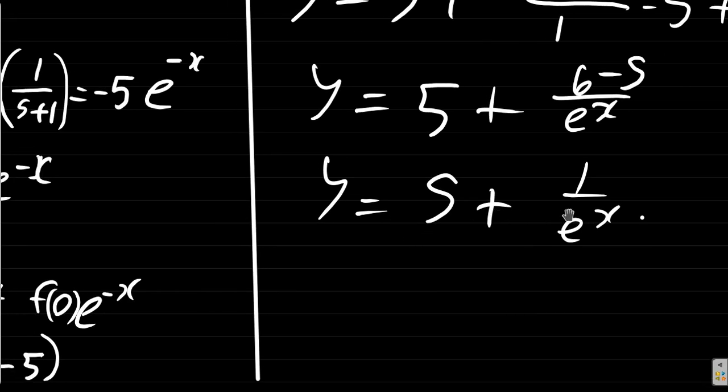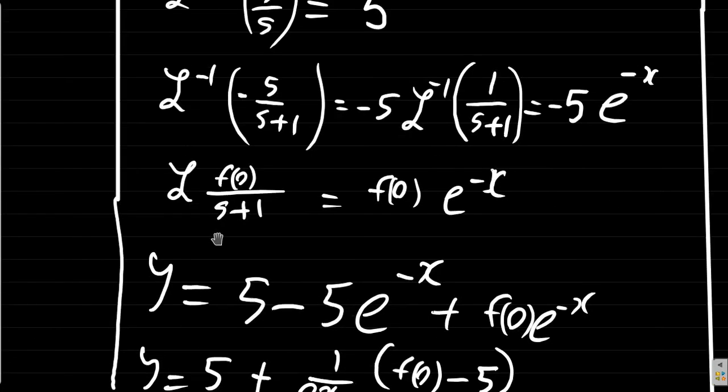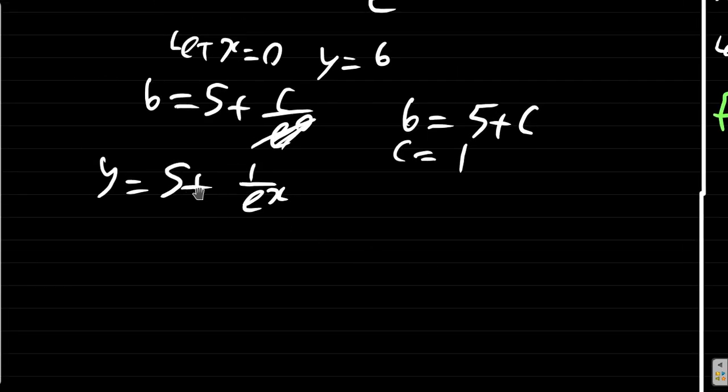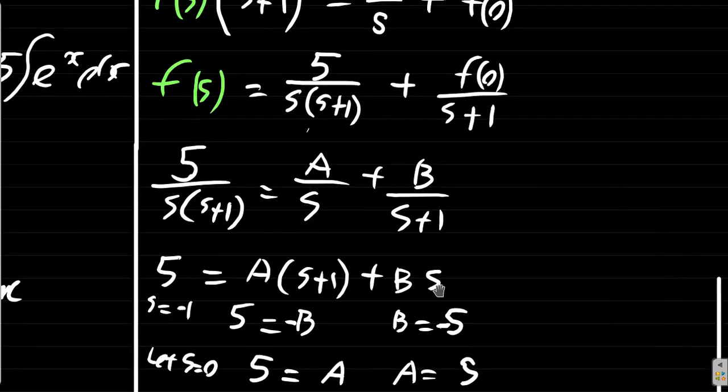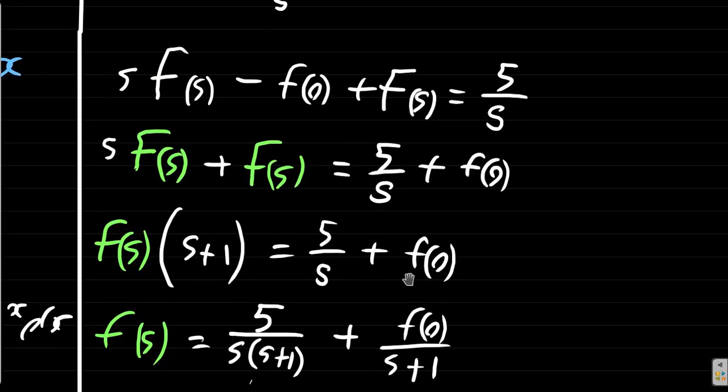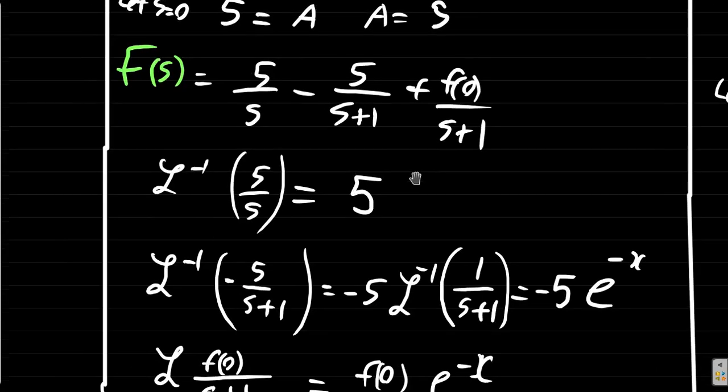Alright, so y equals 5 plus 1 over e to the x, and y equals 5 plus 1 over e to the x. So same answer for both. Here is a case where we used the integrating factor method to solve a differential equation, and then we used the Laplace transform method. Luckily the Laplace transform could be used, because sometimes, depending on the type of differential equation, you cannot use the Laplace transform.